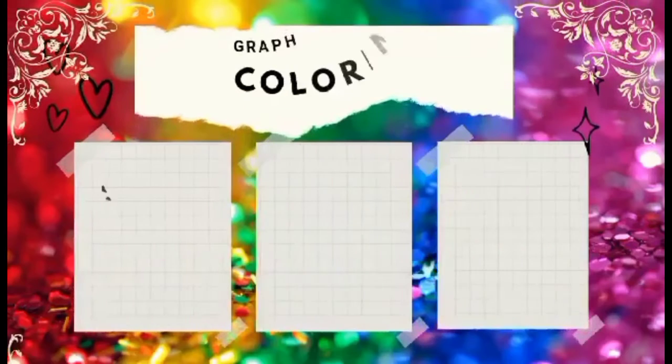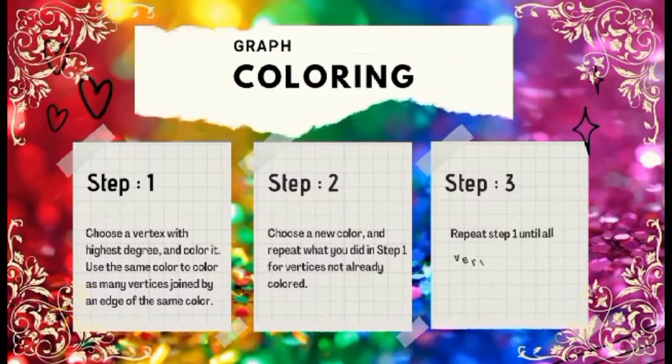Graph coloring steps. Step number 1: choose a vertex with high degree and color it. Use the same color to color as many vertices not joined by an edge as possible. Step number 2: choose a new color and repeat what you did in step number 1 for vertices not already colored. Step number 3: repeat step 1 until all vertices are colored.